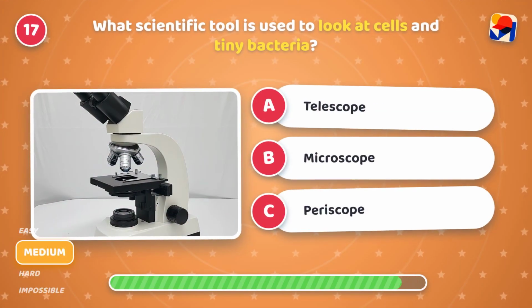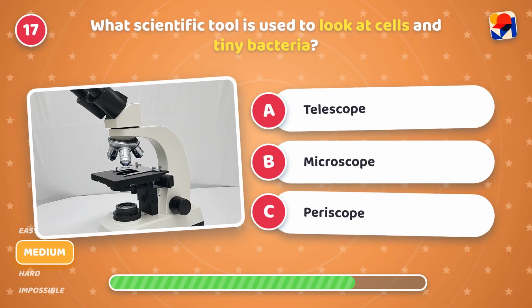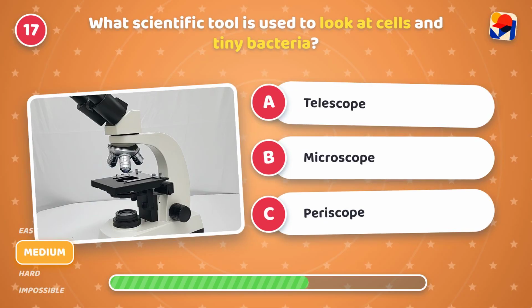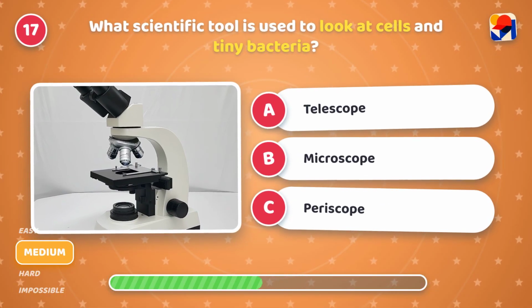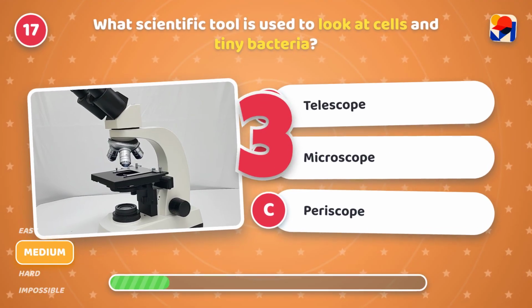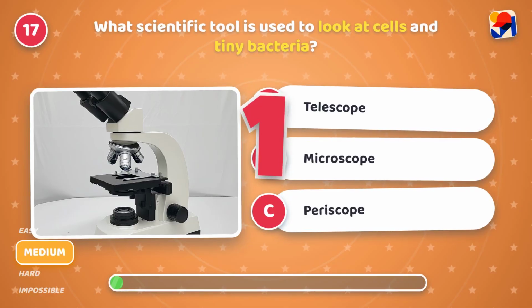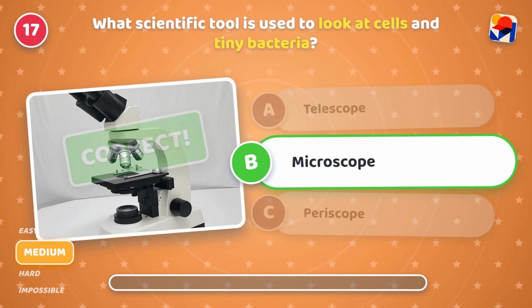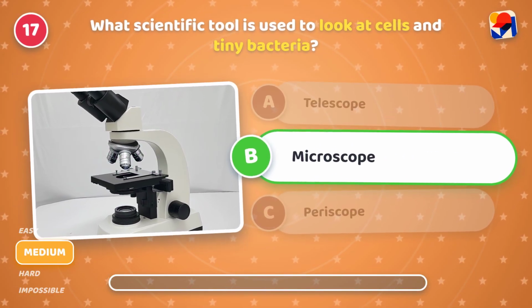What scientific tool is used to look at cells and tiny bacteria? Is it A, telescope, B, microscope, or C, periscope? It's B, microscope. It reveals invisible details.